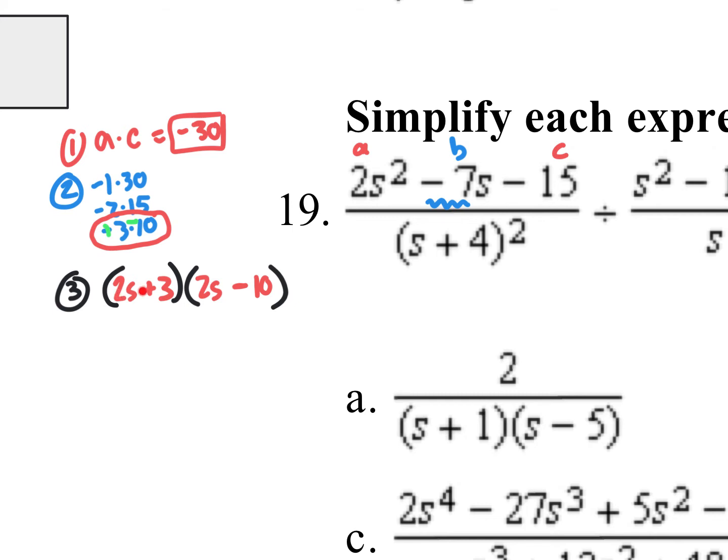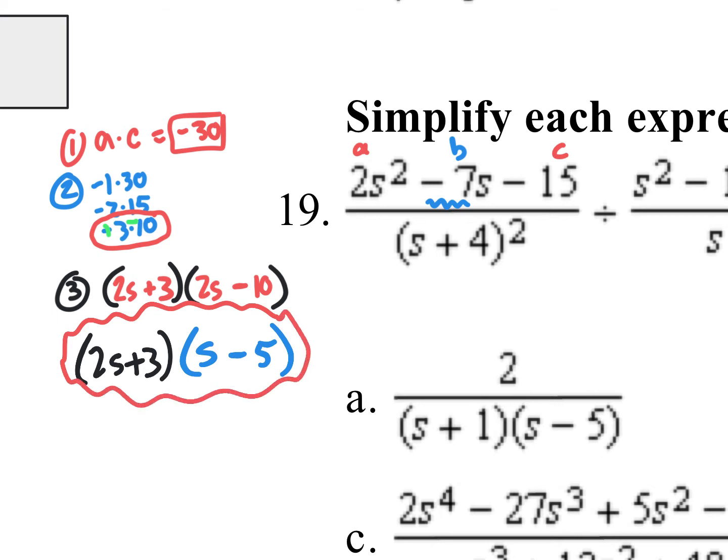So 2s plus 3, there's nothing in common right here. 2s minus 10, we could actually divide that binomial by 2. So if you divide that binomial by 2, it'll be a single s minus 5, because 10 divided by 2 is 5. Now the first binomial stays the same, 2s plus 3. There's nothing that you could divide by. So ladies and gentlemen, this is your factored form.